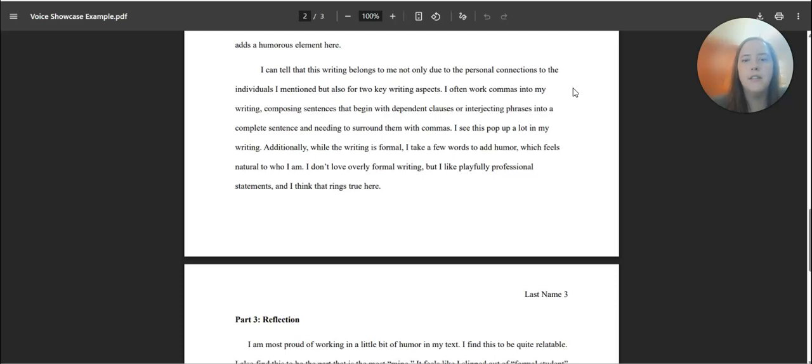So I say I can tell that this writing belongs to me not only due to the personal connections, but for two key writing aspects. One, I often work commas into my writing. I went back and noticed I have a tendency to start with a dependent clause, put a comma, and then put an independent clause, or even interrupt myself with an interjection, and I put a lot of commas in my writing. That feels like a key habit, a key trait of my writing style.